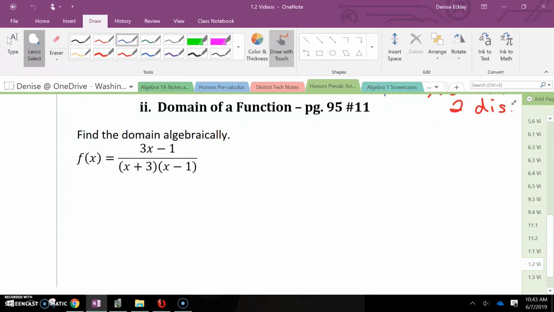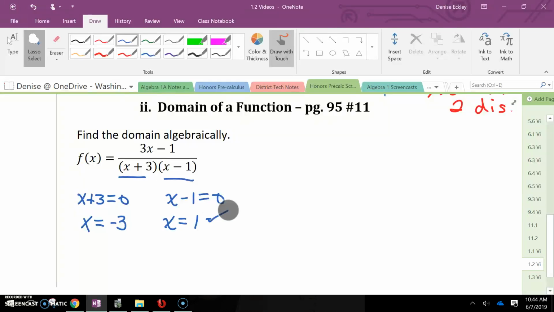So what I'm going to do is look at the fact that I have factors in the denominator. If either of those two factors, either x plus 3 or x minus 1, were 0, then I would have values that cannot be in the domain. So I'm going to set each factor equal to 0 and solve for x, and those will be my restricted values. So I have two values here that cannot exist. So x cannot equal negative 3 and x cannot equal 1.